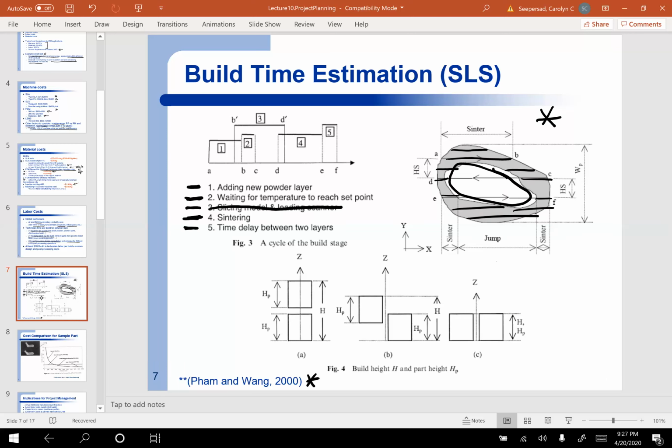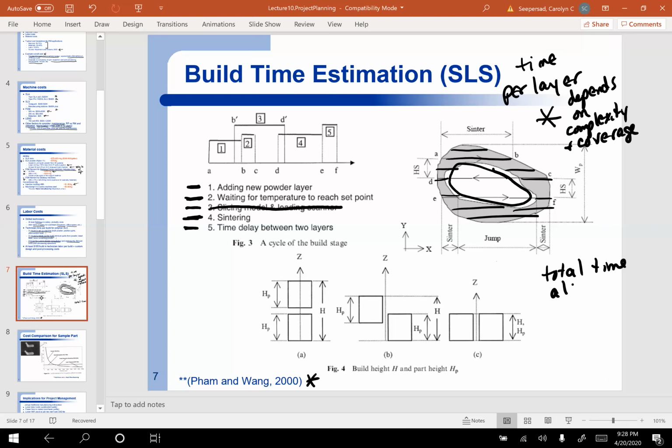So the more complex the part, the more it's spread out over the build surface, the more time is going to be required for layer scanning. So that's something to think about per layer. It really depends a lot on the complexity of the part. So time per layer depends on complexity of that surface, and also the coverage. So how much of that surface area of that build chamber do you have to cover with the laser? So total time also depends on the number of layers.